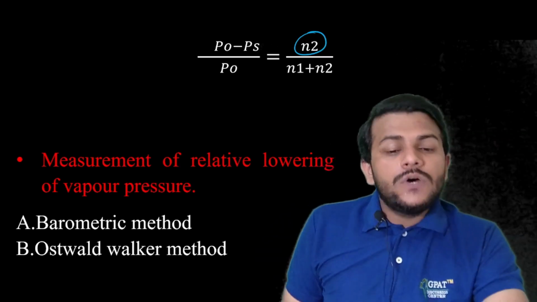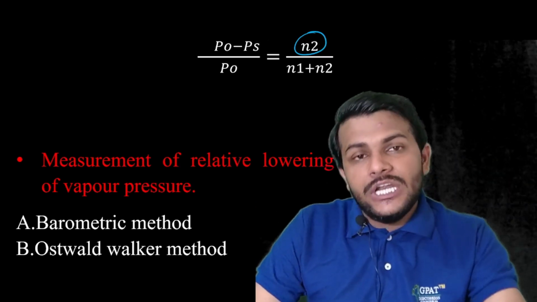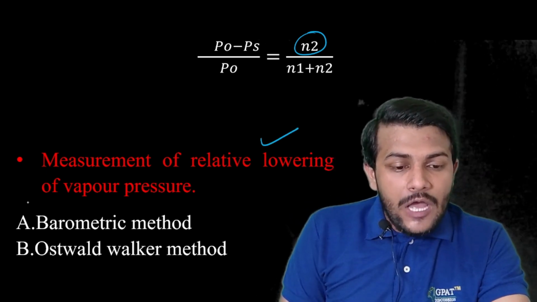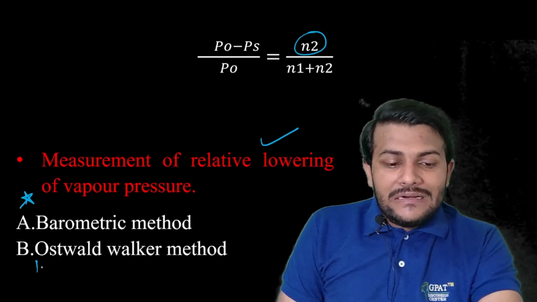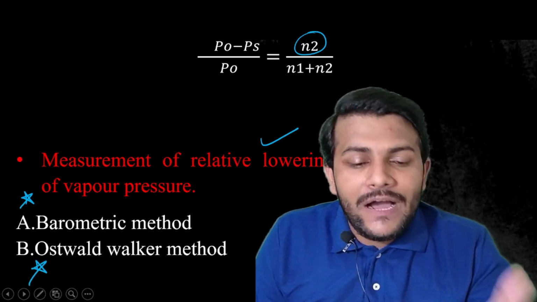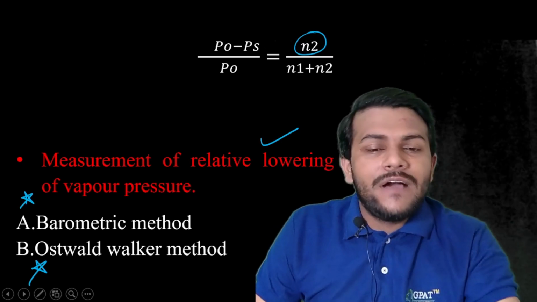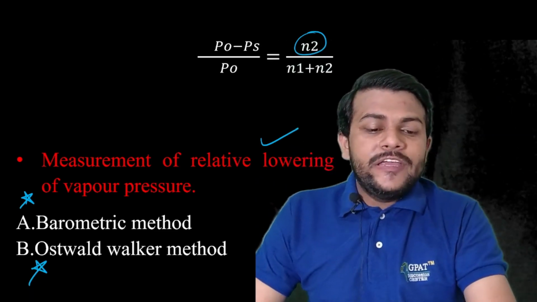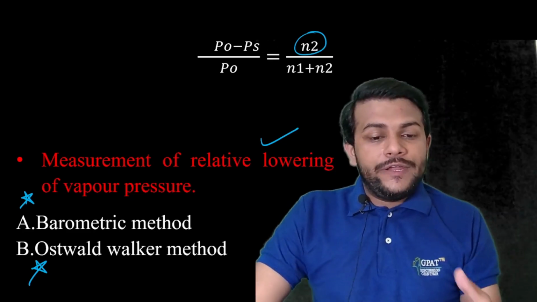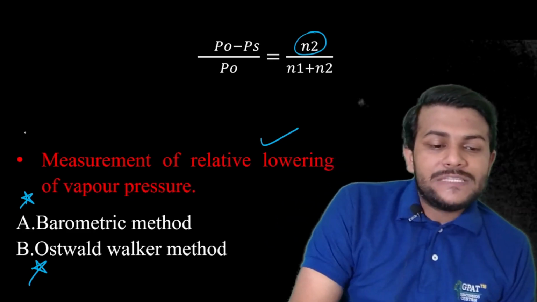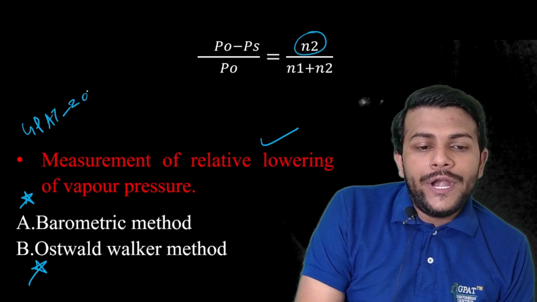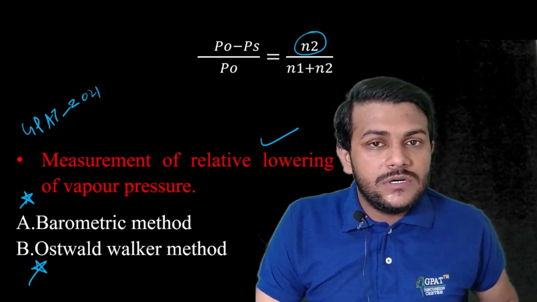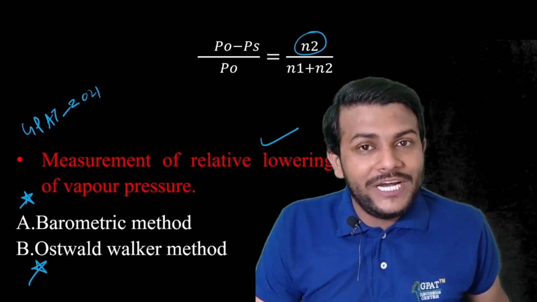We have two methods basically used for the measurement of the lowering of the vapor pressure. First, the barometric method, and second, the Ostwald-Walker method. These are the two methods that we use to measure the relative lowering in vapor pressure. This question was previously asked, I think, in GPAT 2021. Similarly, in the next year, GPAT 2022, there were also two questions from the colligative part only.